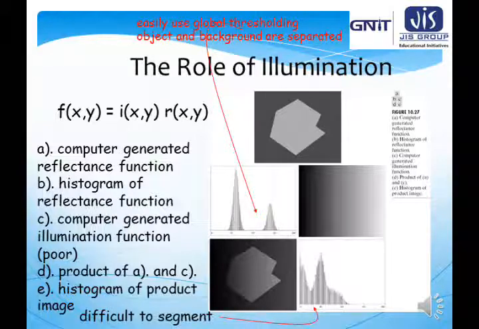We can see that the last image is very difficult to segment, while the previous image easily uses global thresholding, and the object and background are separated. So the second image, the thresholded one, can be easily separated out, but for the last image we can see that segmentation is very difficult.